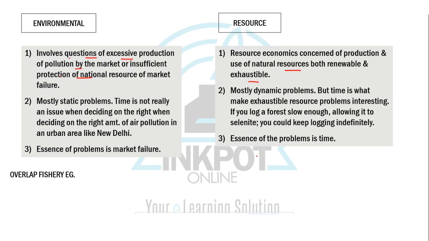If you use a non-renewable resource slowly enough, then you can make it sustainable for a longer period of time. On the other hand, environmental problems don't deal with time horizon. The essence of the problem is market failure. For example, too many cars in Delhi are leading to too much pollution. For an urban area like New Delhi, this doesn't have a time component so much as it has a market failure problem. It has an externality component.